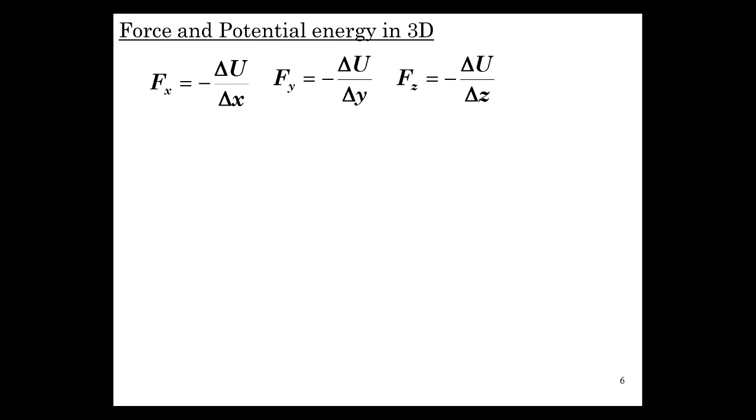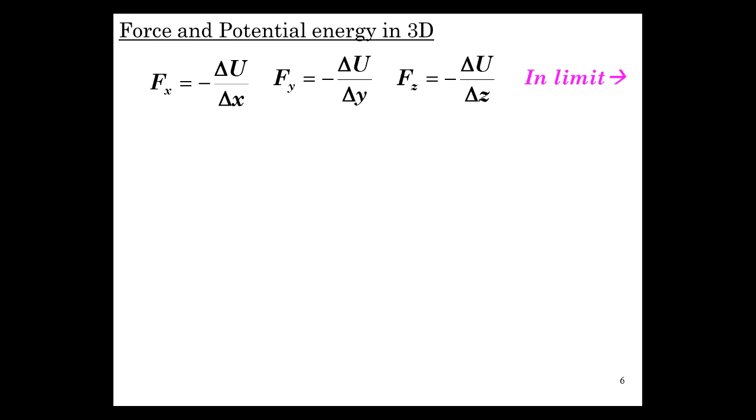And now a brief consideration of force and potential energy in 3 dimensions. We usually just have a single dimension, like Fx, which is minus change in U divided by change in x. Well, force is a vector quantity, so there could be a force in the y direction as well, minus delta U over delta y. Fz is minus delta U over delta z. Now in the limit, as the delta spatial dimension approaches 0, you know that we have the derivatives.